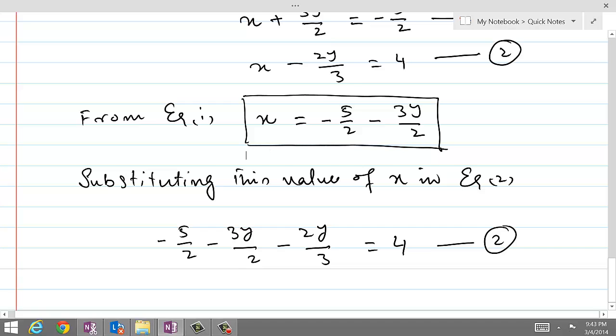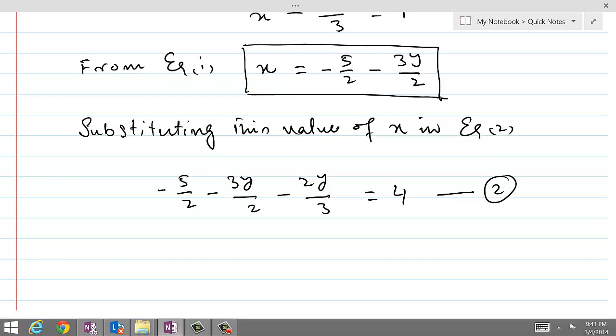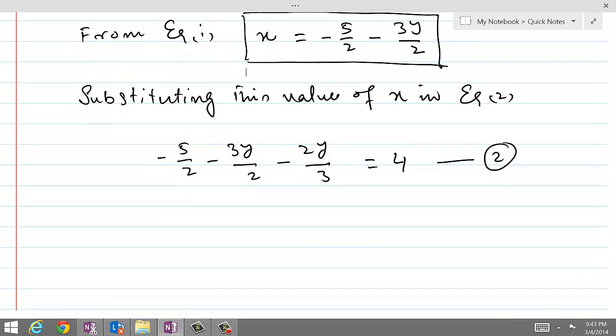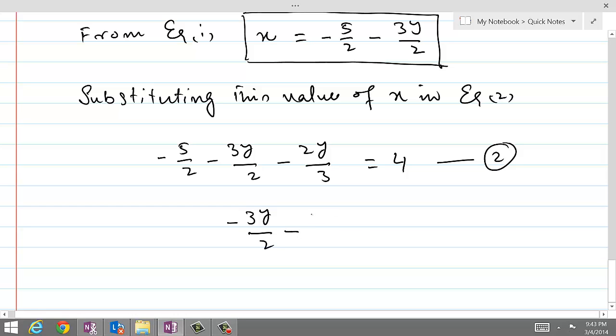So once we have done that, now we want to keep variables on one side and constants on the other side. So if we keep the terms involving variables on this side, this will become minus 3y over 2 minus 2y over 3 is equal to 4, and then plus 5 over 2. That will be shifted on the other side.